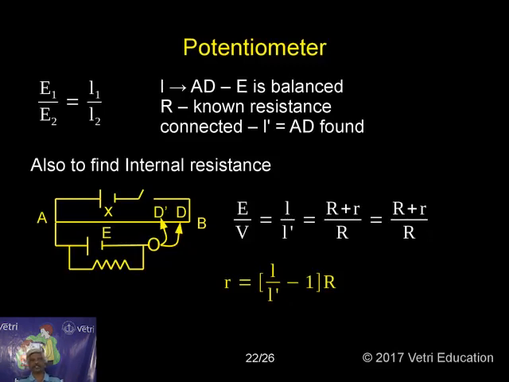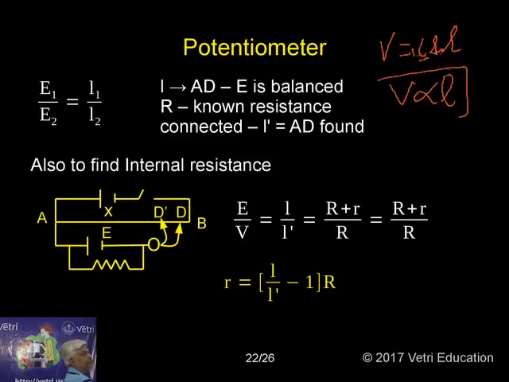What is the principle of potentiometer? V is equal to IRL. Be careful. The principle of potentiometer: V is equal to IRL, where R is the resistance per unit length. Therefore, the total current I into R is always constant. Therefore, V proportional to L is the principle. What does it mean? If more potential difference is there, the balancing length is also high.